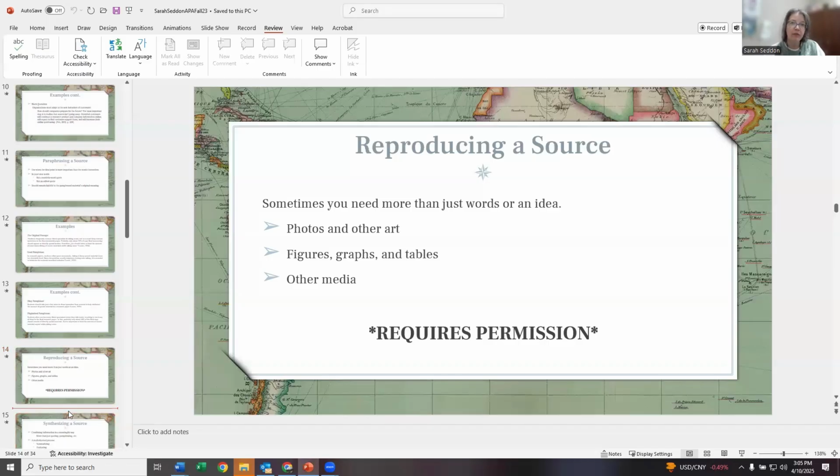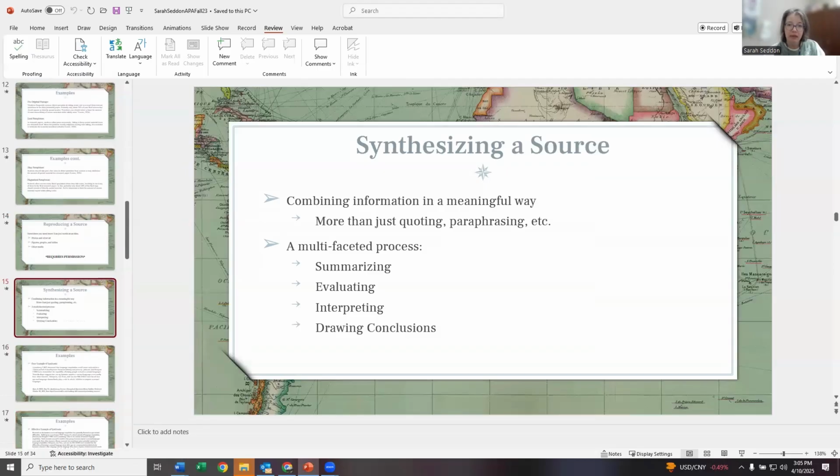Okay, now for the final method. The final method of using a source is called synthesis. Synthesis is generally considered the best method for using a source. Synthesis goes far beyond simply quoting or summarizing what someone else says and finding a place to just fit it into your paper. In addition to doing those things, synthesis involves you evaluating and interpreting the information and then drawing your own conclusions about it. You don't just pick out a line or two that fits what you want to say.